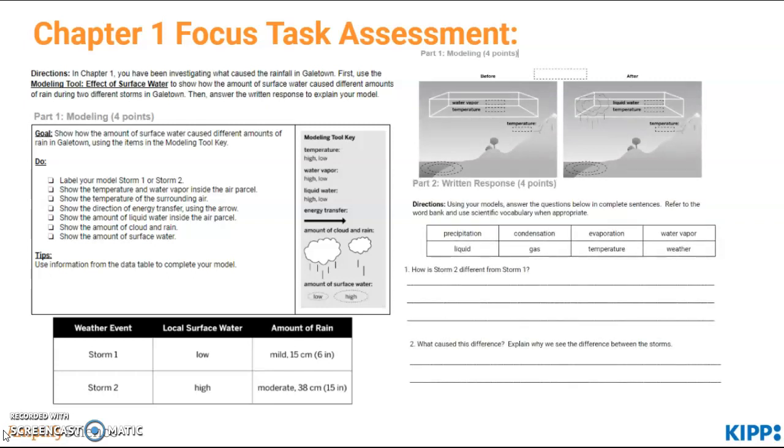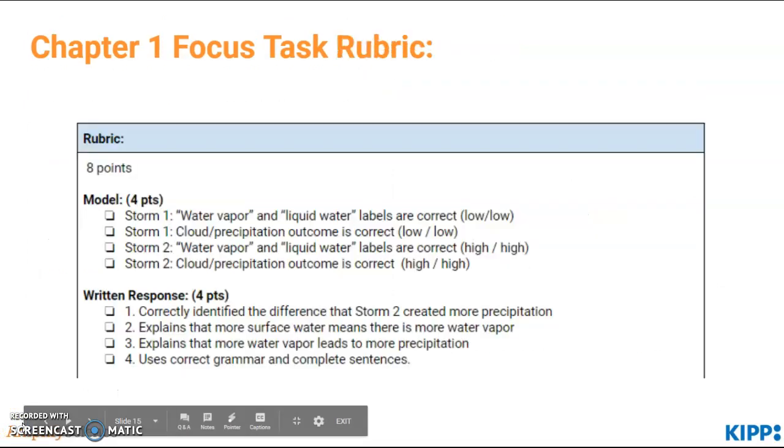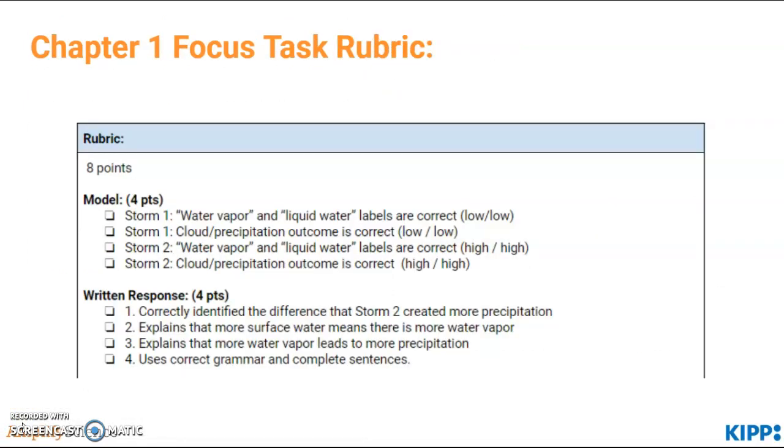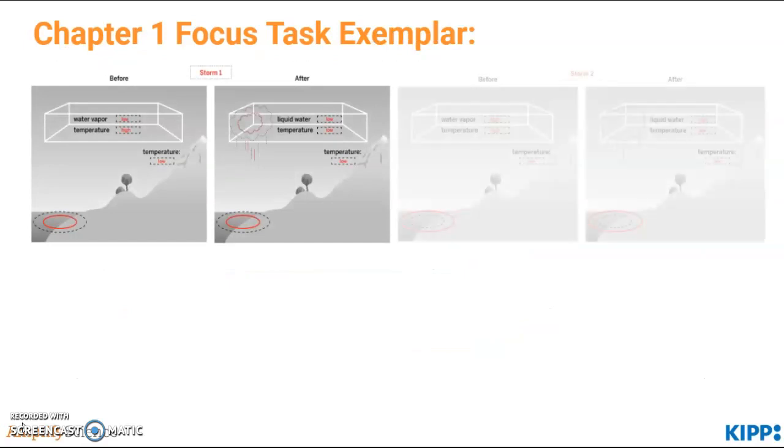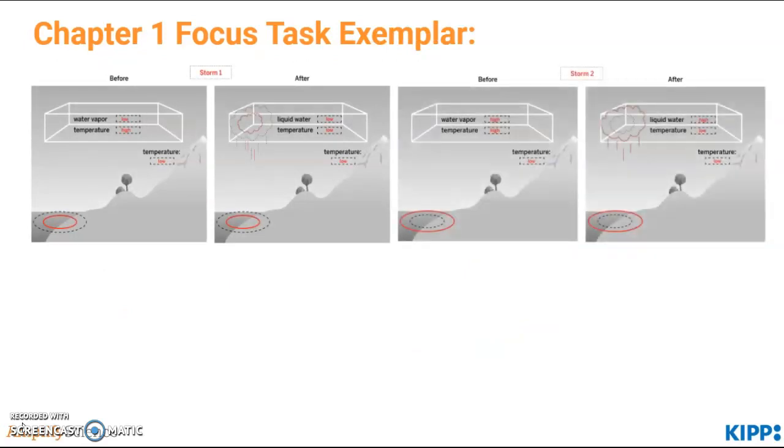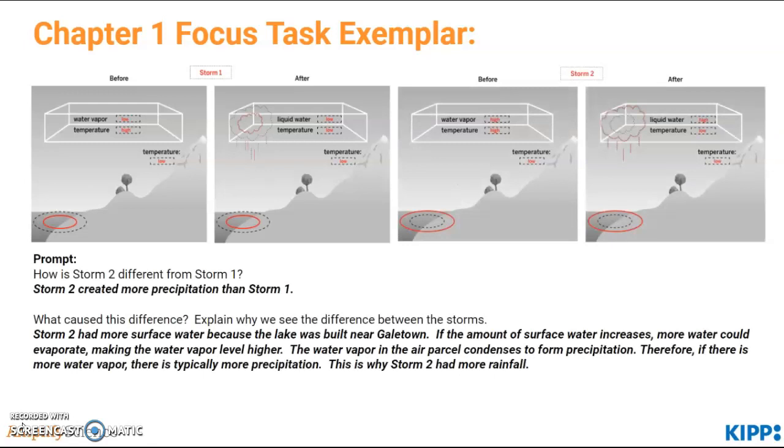Pause the video here and complete the chapter 1 focus task and press play when you're ready to see the rubric and exemplar response. So here is the chapter 1 focus task rubric. And here is the chapter 1 focus task exemplar. Pause the video here to cross-check your response with the exemplar and press play when you're ready to move on to chapter 2.